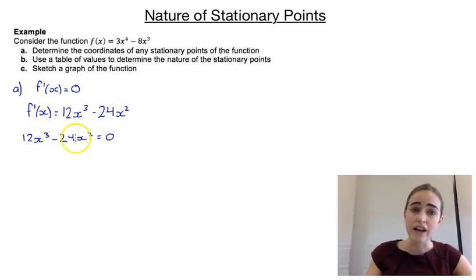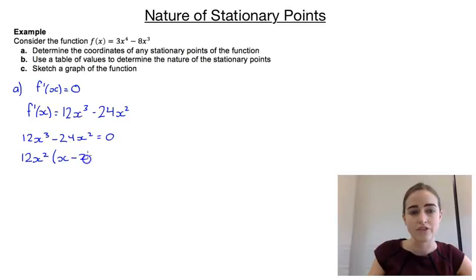So to solve that, we can factorise by pulling out common factors. So we'll pull out a 12x squared, and we'll be left with x minus 2 equals 0, which is going to mean that either x is equal to 0, or that whole x minus 2 is equal to 0, which would mean that x equals 2.